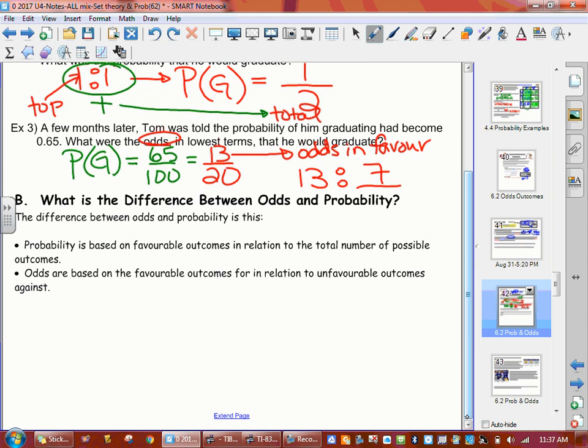Okay, so again, what is the difference between odds and probability? Probability is favorable over total, whereas odds, it's favorable to unfavorable. Okay, success to failure. It has nothing to do with the total. You have to add both numbers to get the total. Okay, that's the difference. So where do we use odds?